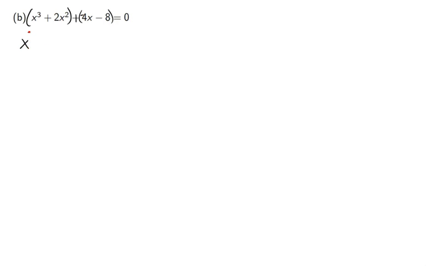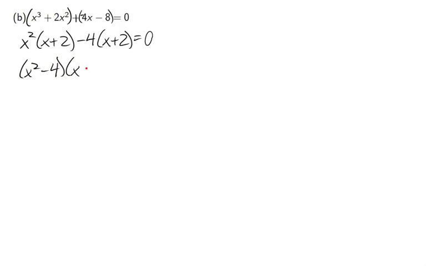In the first term, I can factor out an x squared, leaving me with x plus 2. In the second term, I can factor out a negative 4, leaving me with x plus 2. One factor is x squared minus 4. The other factor is x plus 2. And hey, look, it's a difference of squares. This is x plus 2 times x minus 2. And I still have another x plus 2.